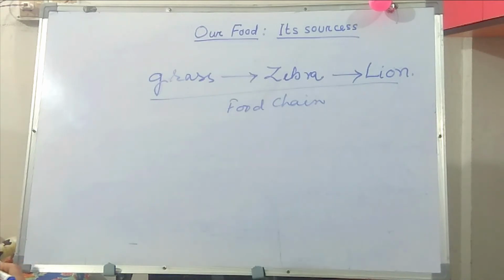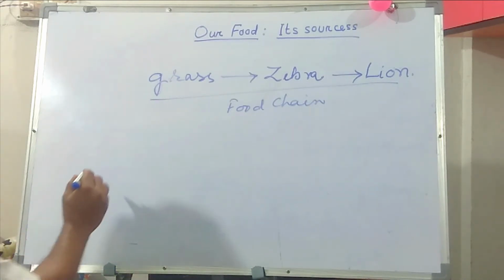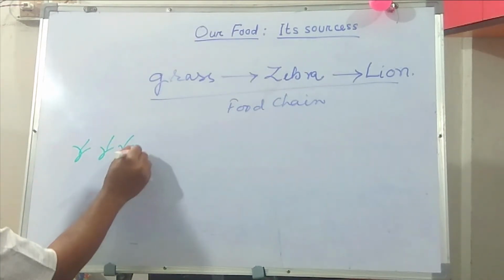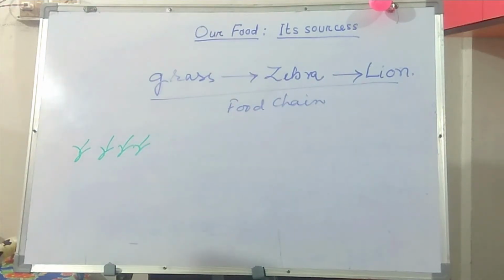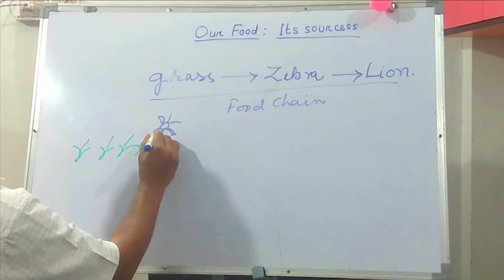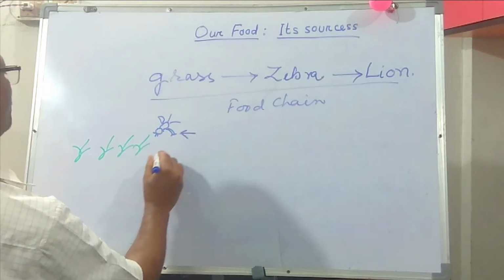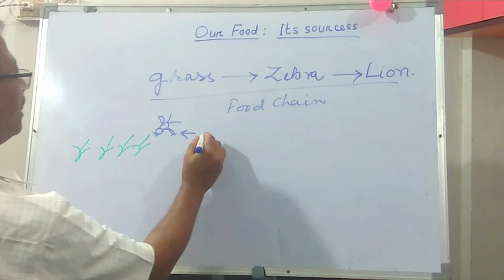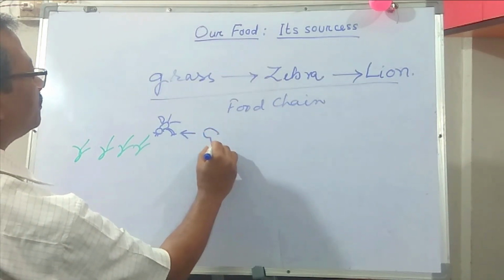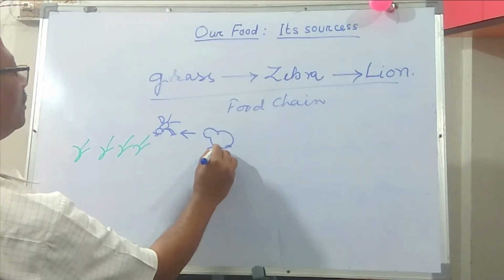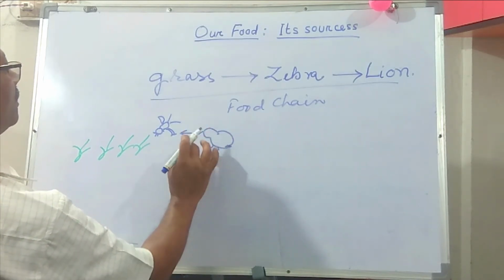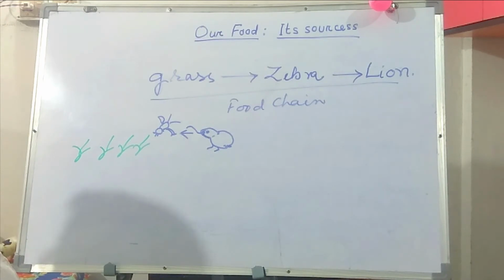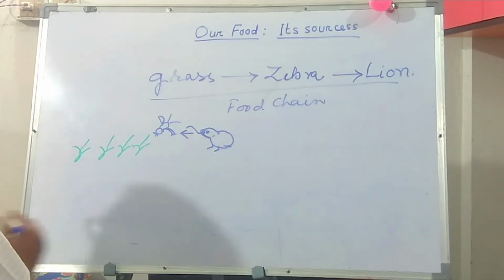Again, as it is discussed in your book, these are the green plants. This is the grasshopper. The grasshopper lives on the grass. And the grasshopper is eaten by a frog. The frog is eaten by a snake.